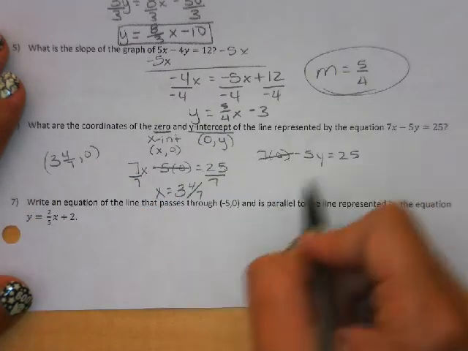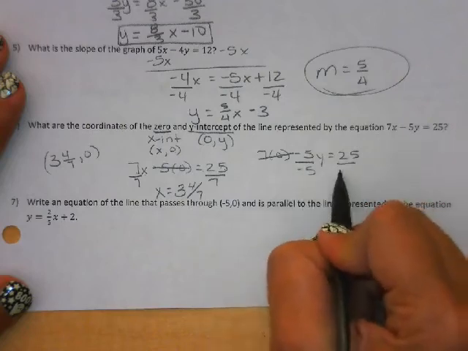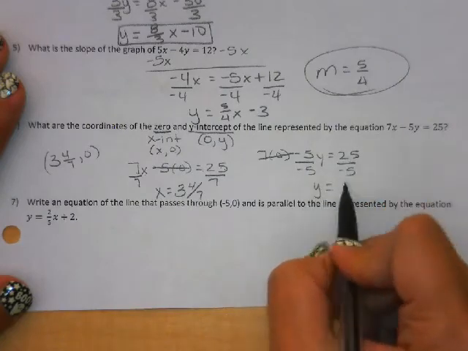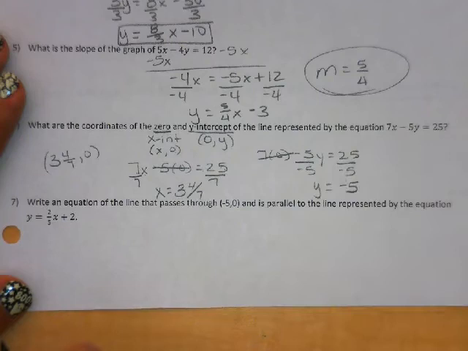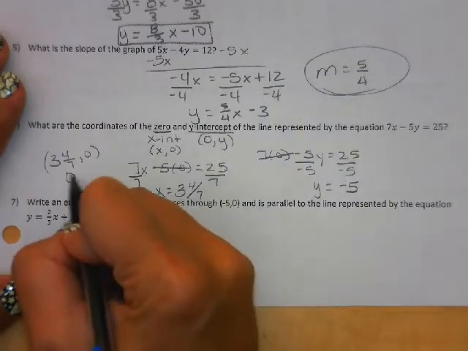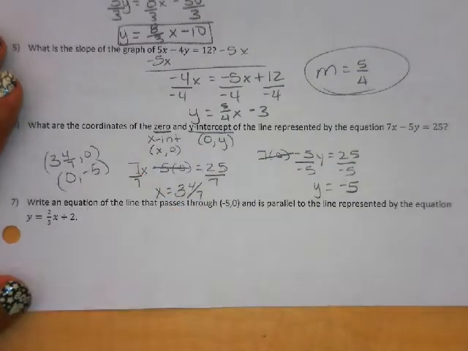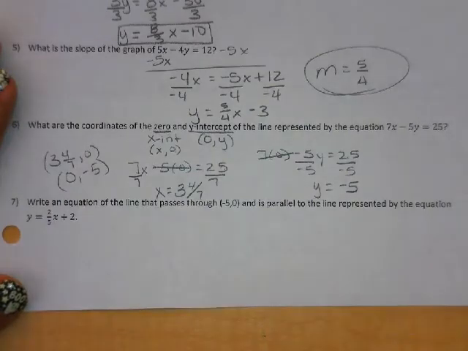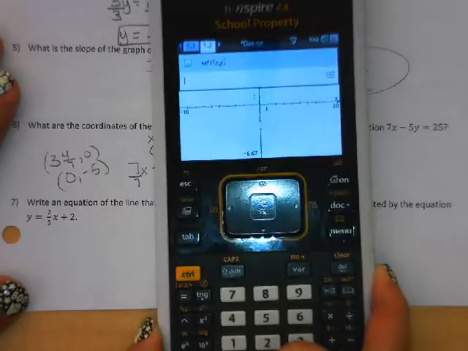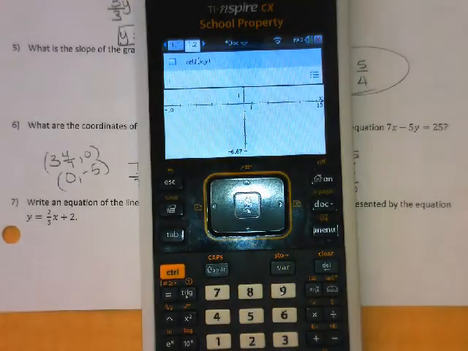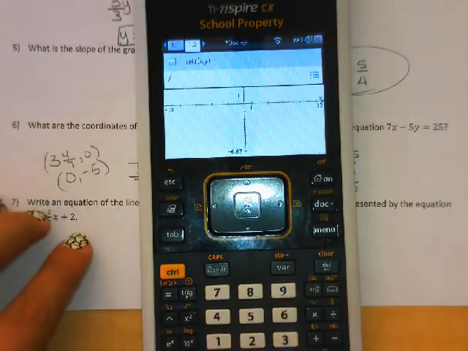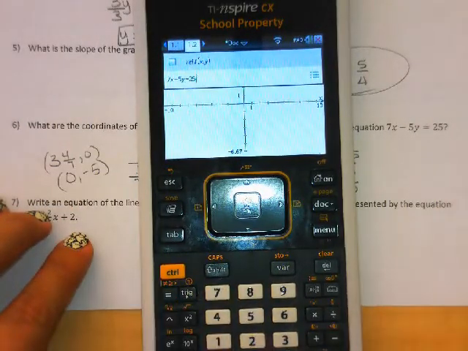Here, that goes away. Divide by -5. Negative divided by a positive is a negative. So now my y-intercept is 0, -5. If I wanted to, I could go ahead and graph this. And I could say, excuse me, I apologize, 7x minus 5y is equal to 25.